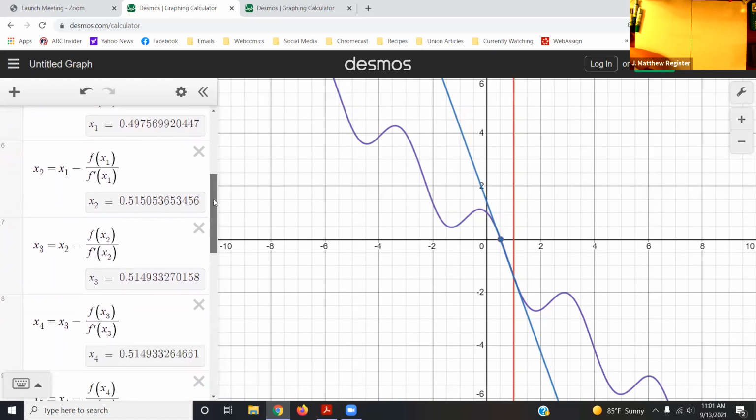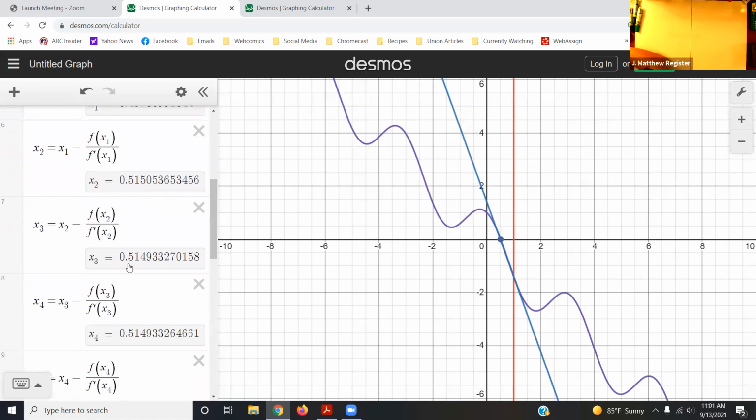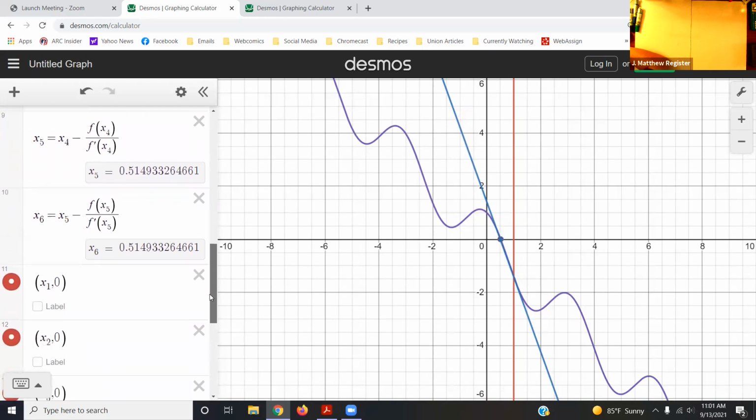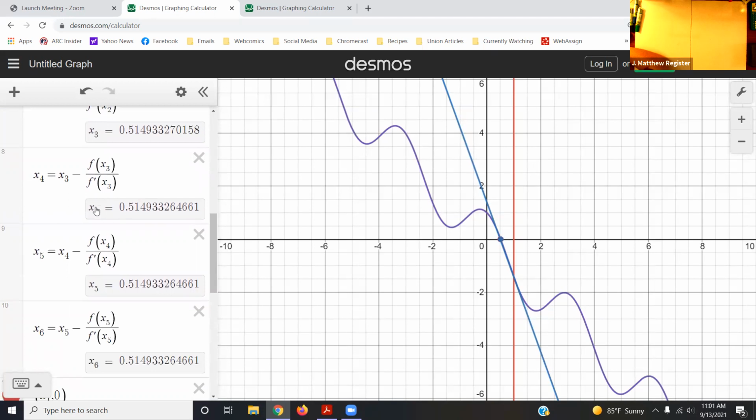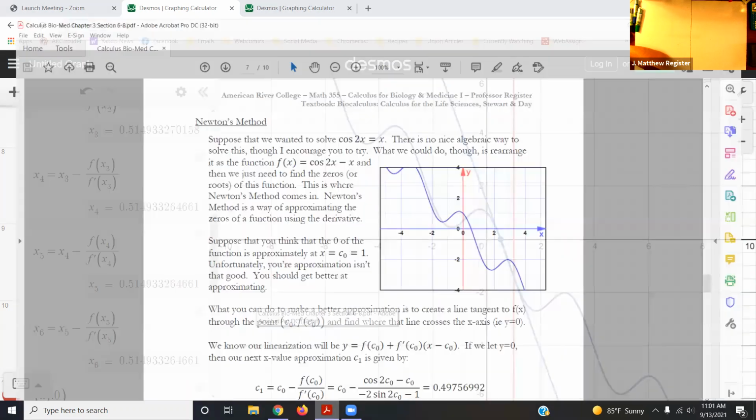0.49756992047. And then we get x2 upon repeating that process, and x3 upon repeating that process, and x4 and x5 and x6. Repeatedly taking these linearizations ends up getting it so that x4, x5, and x6, the approximations, are accurate all the way out to here. That's 3, 6, 7, 8, 9, 10, 12 spots. And so it is accurate out 12 spots by the 4th time we've done this process. And that's what Newton's method's all about.